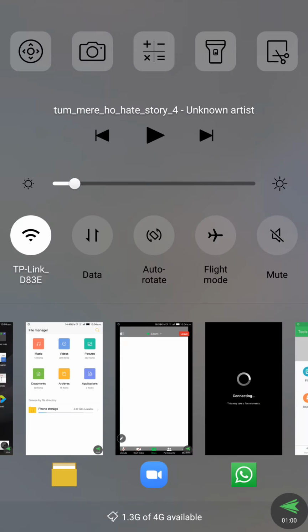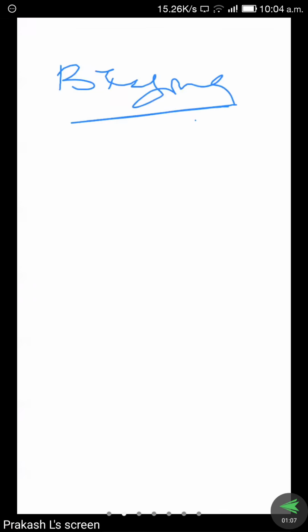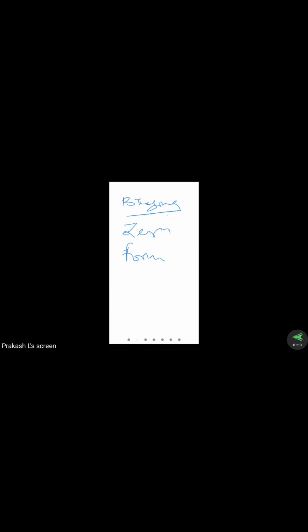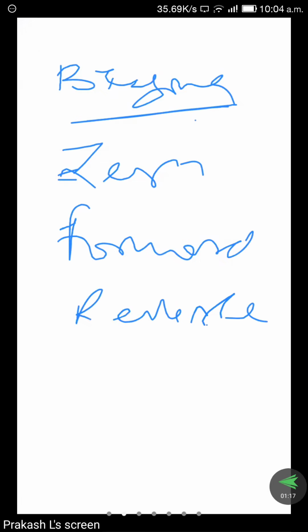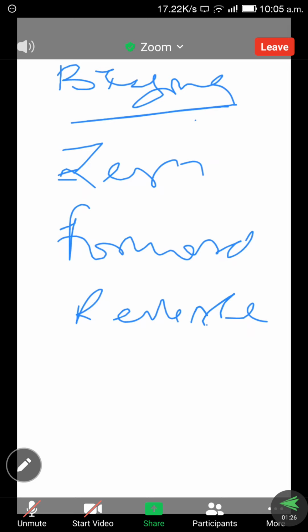And biasings. How many biasings do we have? Three types: zero bias, forward bias, and reverse bias. Zero bias, forward bias, and reverse bias.